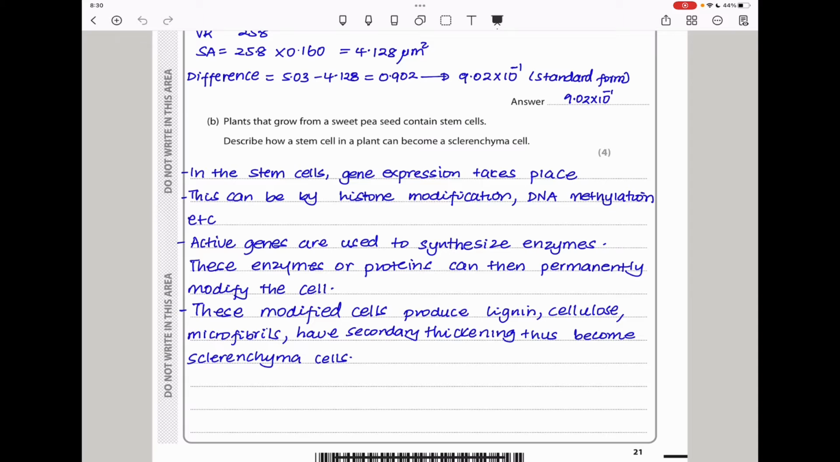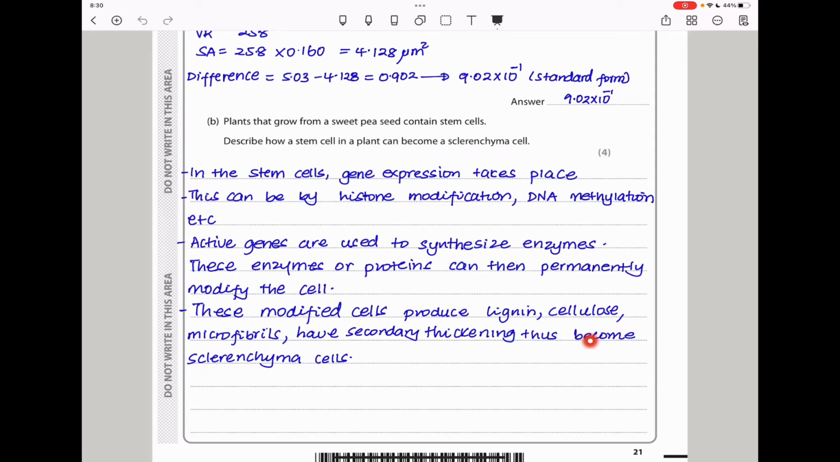and these can lead to the gene to become activated. So if they're active genes, these are used to synthesize enzymes, and these enzymes or proteins can be able to permanently modify a cell. If that cell is permanently modified, it is going to be able to produce lignin, produce cellulose, produce microfibers, cause secondary thickening, and therefore become a sclerenchyma cell, because a sclerenchyma cell should be able to do all this.